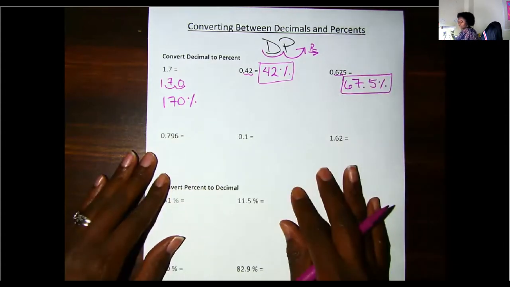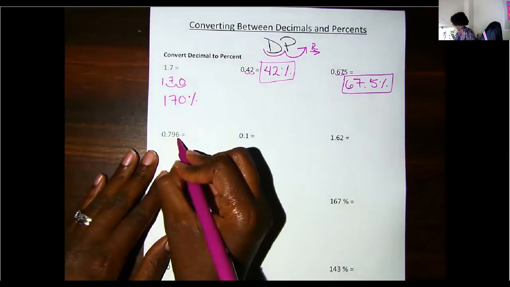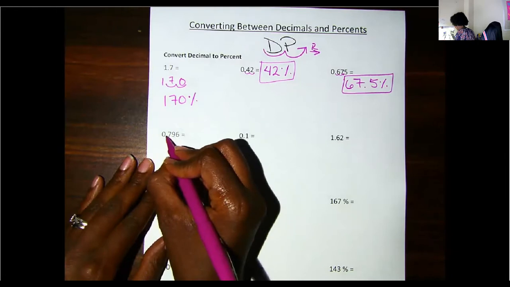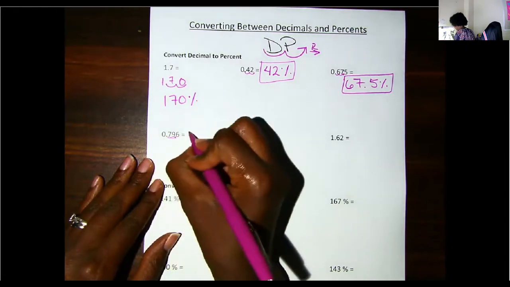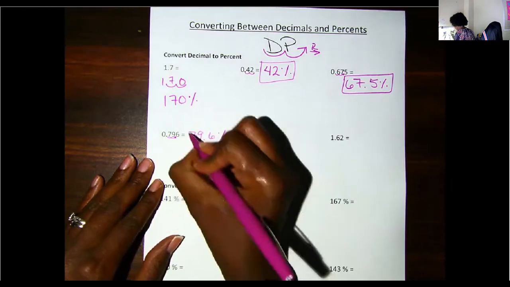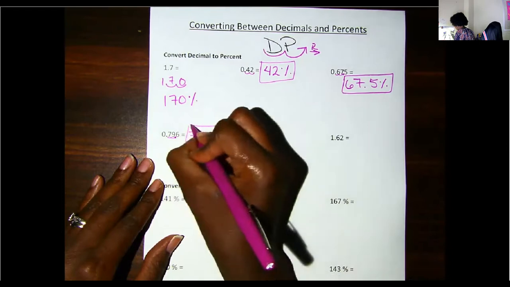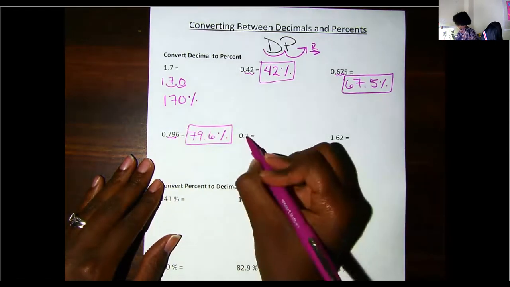All right, let's try another one. I have 796 thousandths. Here's my decimal. I'm going to move 2 to the right. 1, 2. Again, I have a number behind it, so I need to keep that decimal. Add my percent sign. 79.6%.